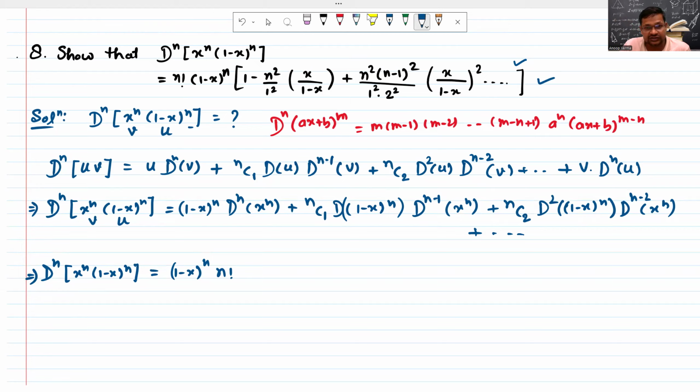Okay, and next here this is nC1 means n, and the derivative of 1 minus x power n will be n times 1 minus x की power n minus 1, and 1 minus x का further differentiate होगा तो you will get minus of 1 here.